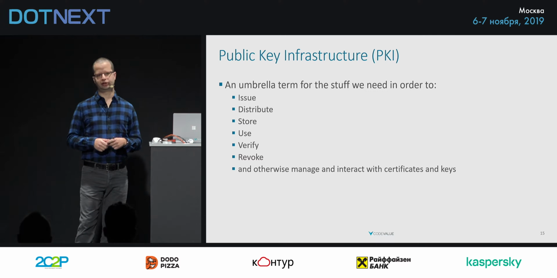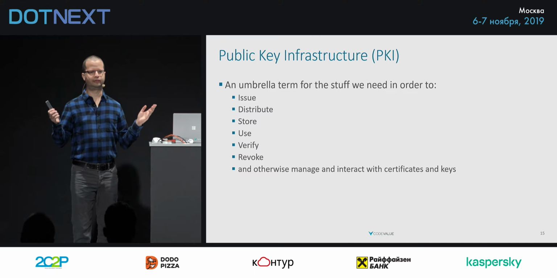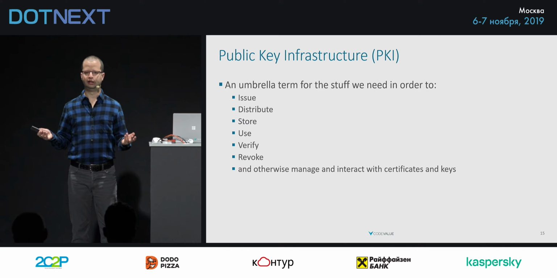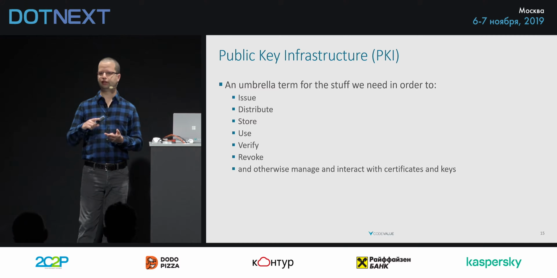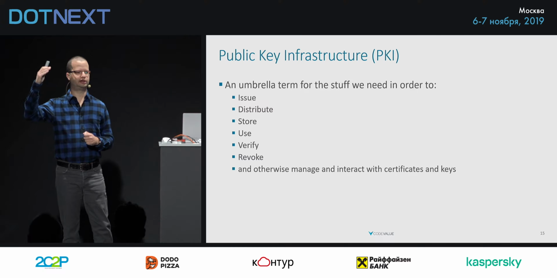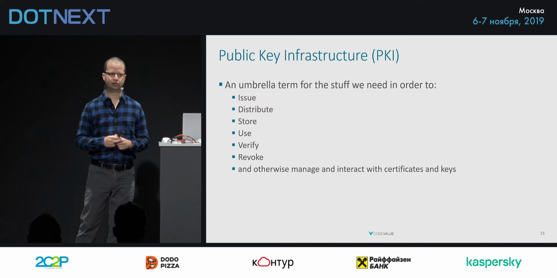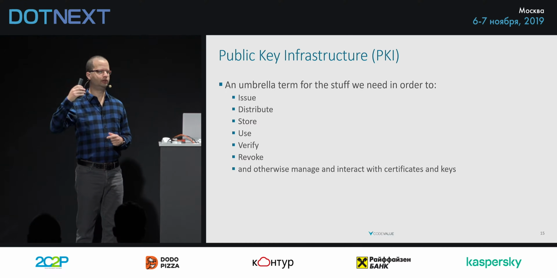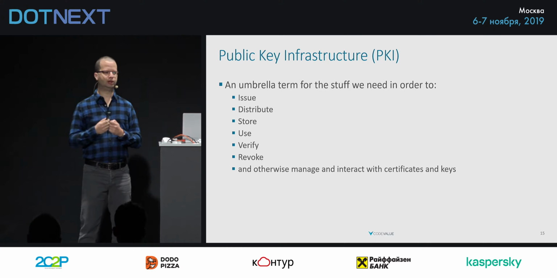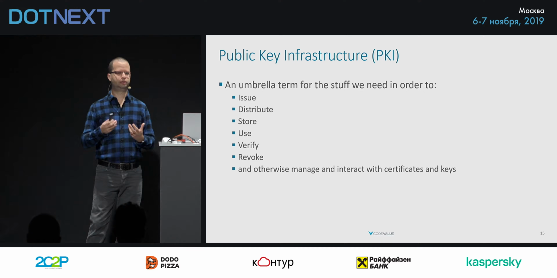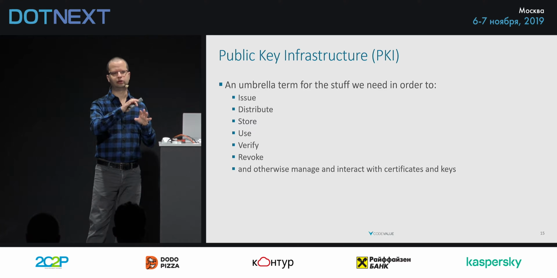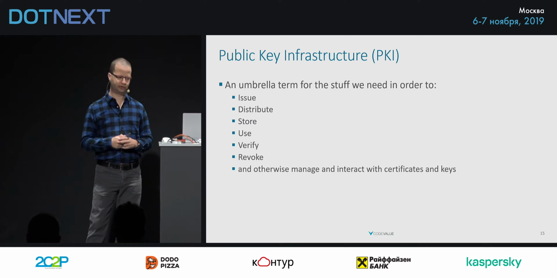A public key infrastructure is like an umbrella term for all the stuff, let's call it, that you need in order to manage certificates, in order to issue them, distribute them, store them, verify them, revoke them, notify an administrator that the certificate is about to expire, for example. All of these software components and business workflows are part of what we call a public key infrastructure. Usually it's a group of software components where each component is responsible for another aspect of managing the lifecycle of a certificate.